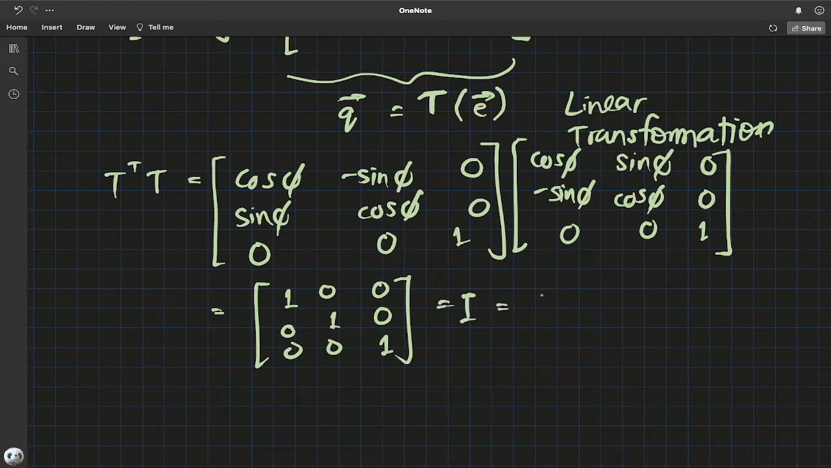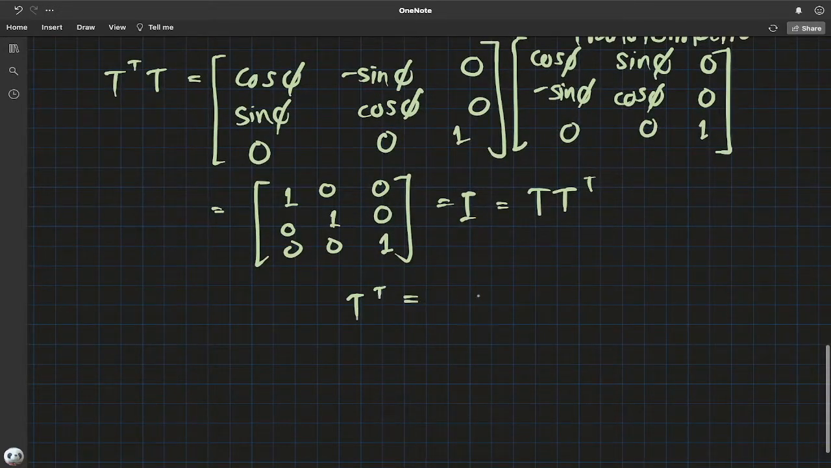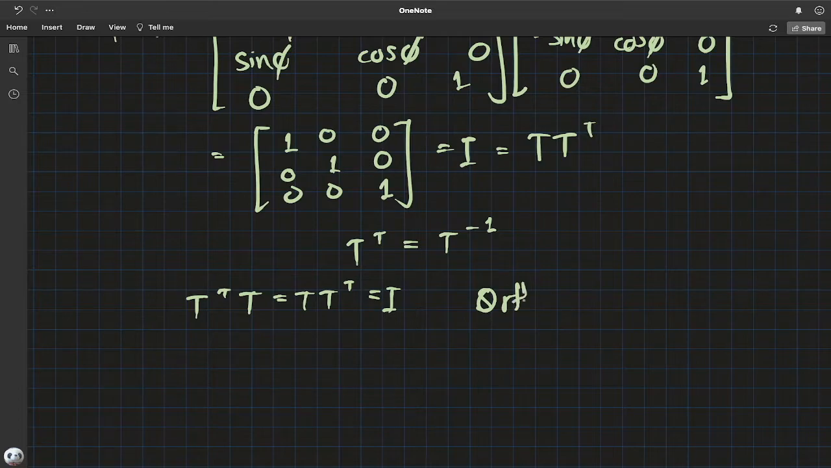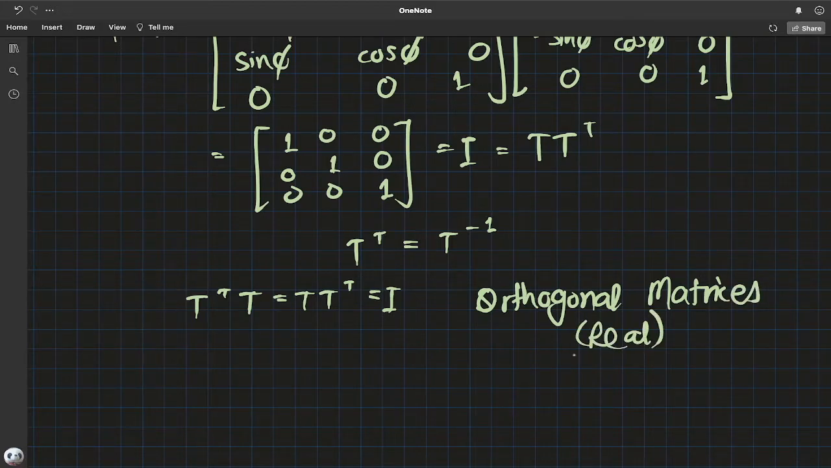And you'll get the same if you have T times T transpose. So this means that T transpose is nothing but T inverse. Such matrices that satisfy T transpose T equals T T transpose equals the identity are called orthogonal matrices. Well, the matrices have to be real. If they're not, we won't have a transpose, we will have a Hermitian, and in that case the matrices will be unitary matrices.